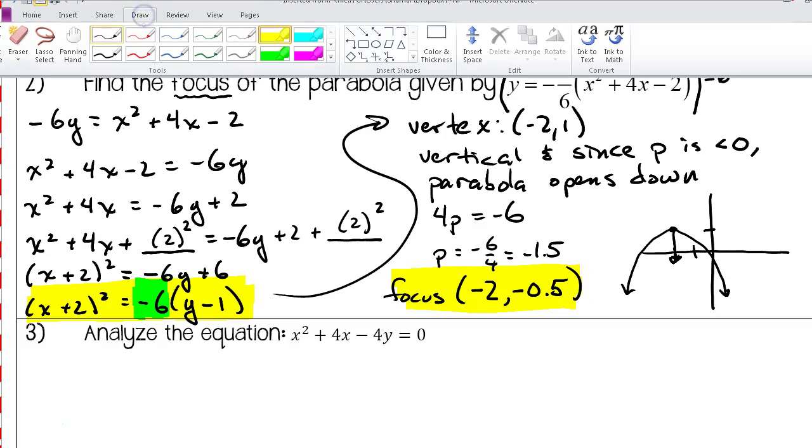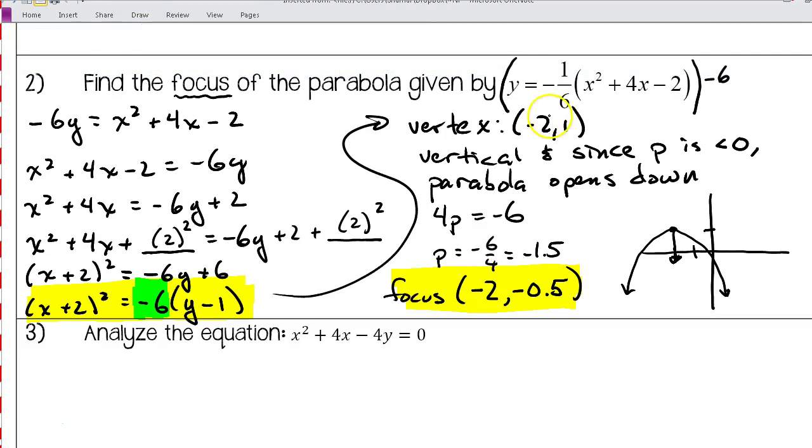Now, once we know what p is and once we know where our vertex is, we can find our axis of symmetry, we can find the directrix, we can find the length of our latus rectum, we can find the endpoints of the latus rectum as well. So we'll look at that in number 3, finding all those different parts. But for number 2, all we're looking at is finding the focus.